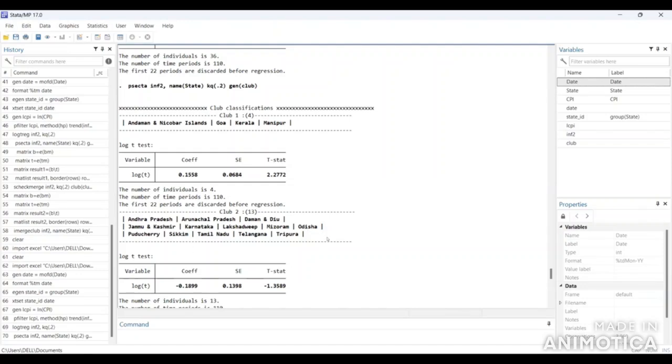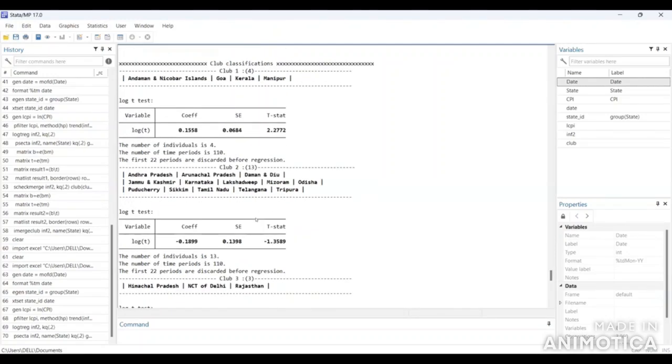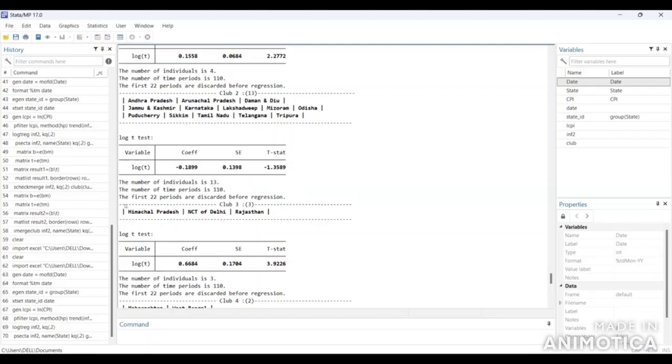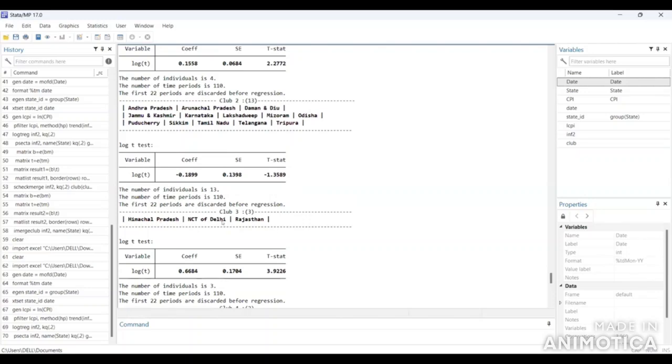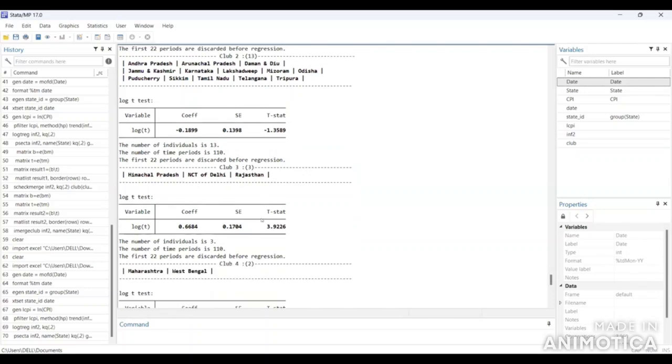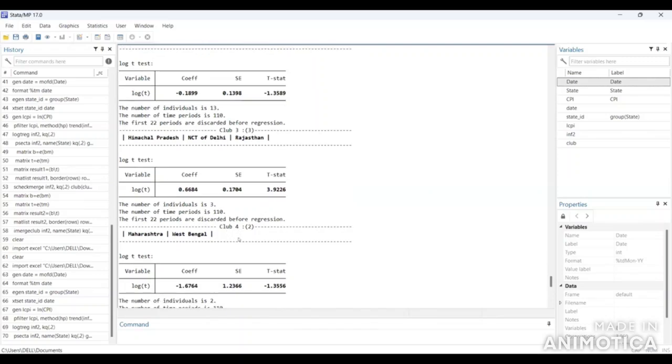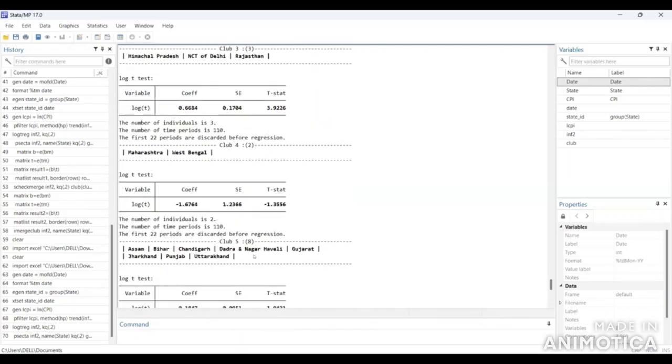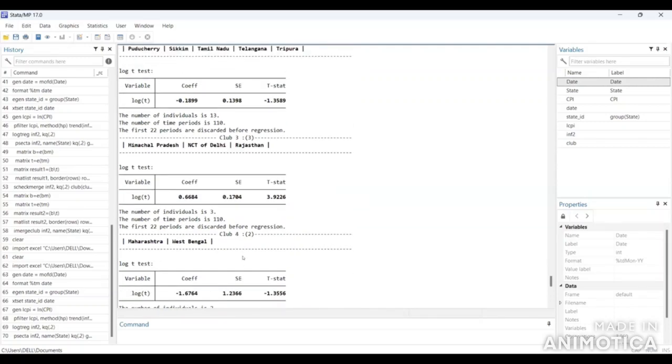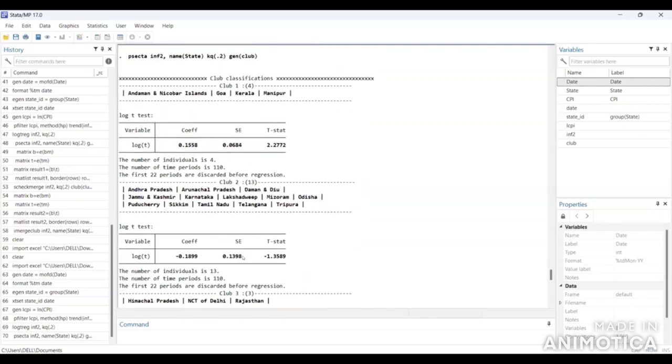We can say that they are following their own club of inflation, food and beverage inflation. And similarly, there is another club of Himachal, Delhi and Rajasthan. And the last is West Bengal and Maharashtra. Then there is the 5th club of these states.